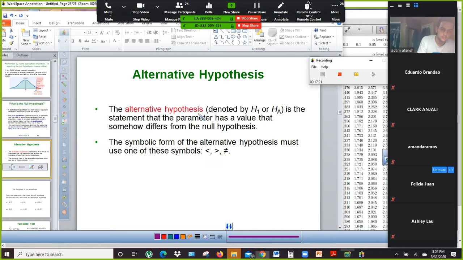Right, exactly. Since the null hypothesis is always equals, then the alternative hypothesis has to be a different symbol. What's different than equals? Greater than, less than, or not equal to. It has to be one of those.